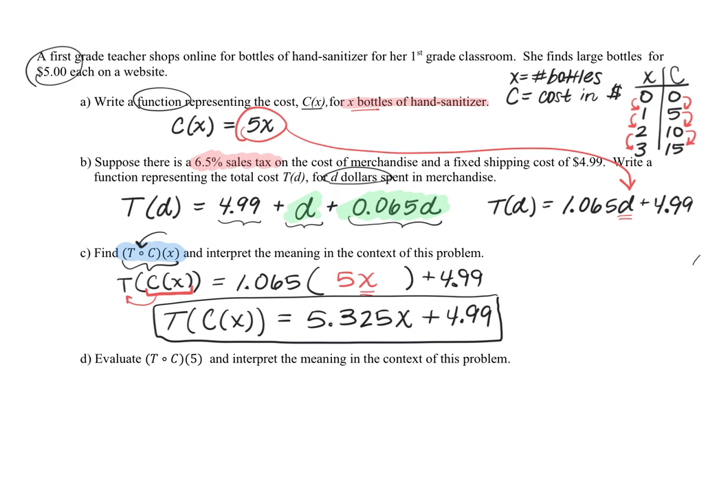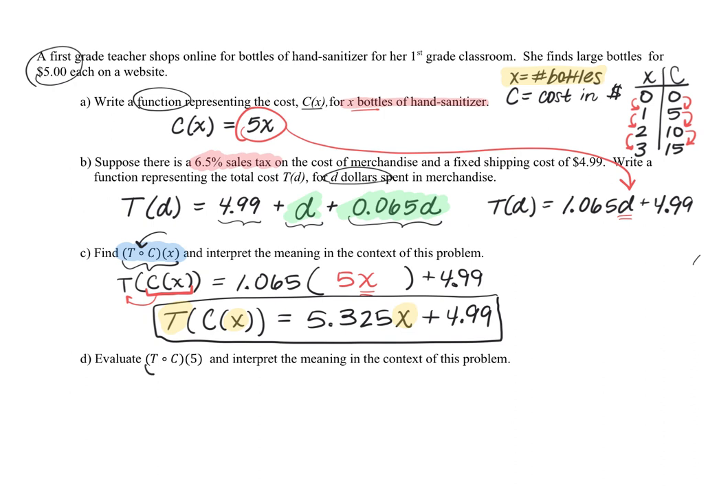So what does this function actually mean? We're going to explain the meaning. This is the total cost as a function of x, where x was a number of bottles of hand sanitizer. So I can put in the number of bottles that I want to buy, and out I'm going to get my total cost, which is going to include the shipping cost of $4.99 plus the sales tax amount.